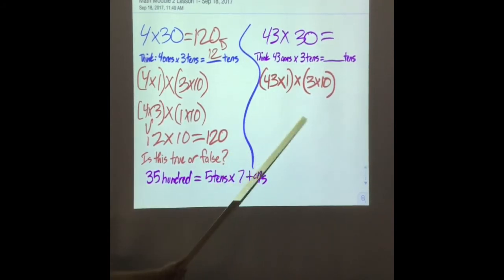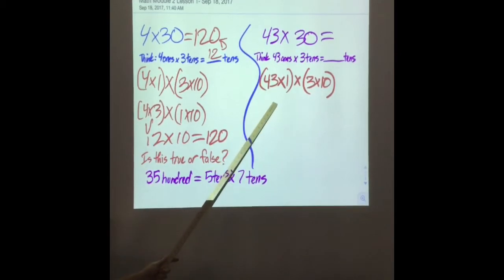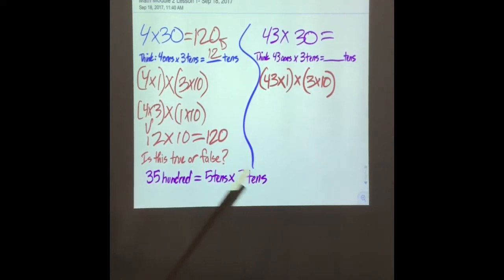Now let's use a commutative property. Commutative means to move. We're going to move things around. We're not going to change our numbers. We're just going to move our numbers around, because in multiplying, it doesn't really matter, does it? So, what are we going to move together? 43 times 3. And then we will put the 1 times 10, right?